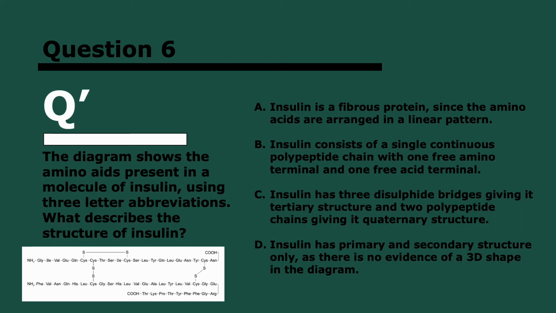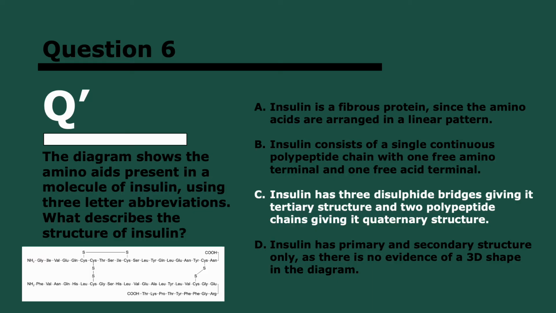The diagram shows the amino acids present in a molecule of insulin using 3-letter abbreviations. What describes the structure of insulin? Again, stick to what the diagram shows, not to what you know about insulin. 3, 2, and 1. C.